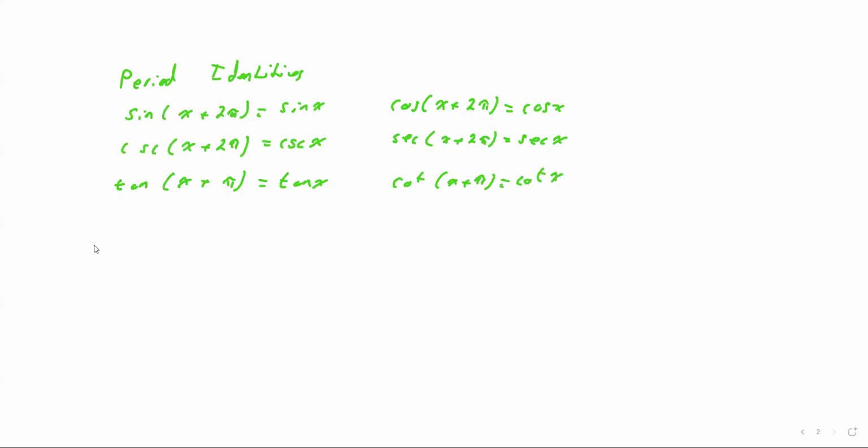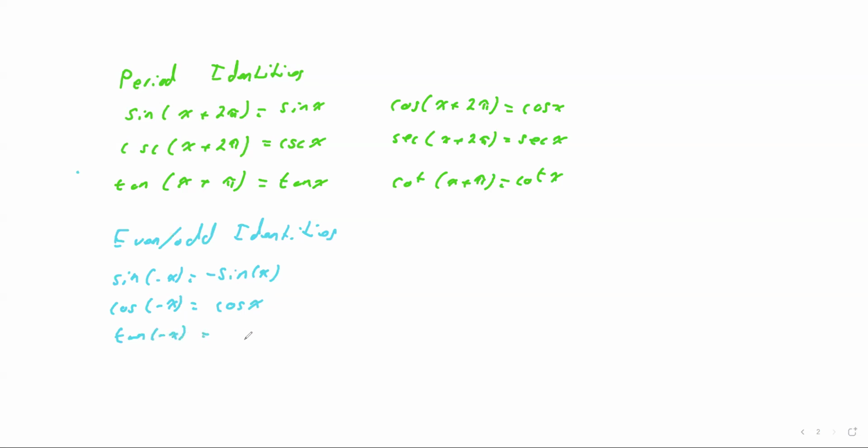We also have our even odd identities, which basically just stated that sine of negative x is the same thing as negative sine x. We had cosine of negative x equal to just regular cosine of x. We had tan of negative x being the same thing as negative tan x.